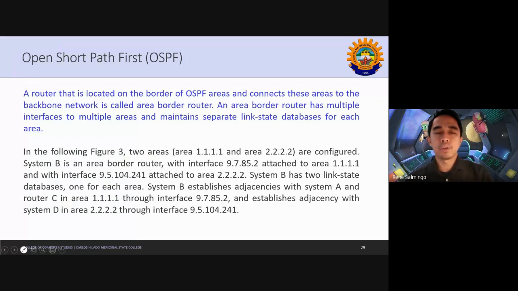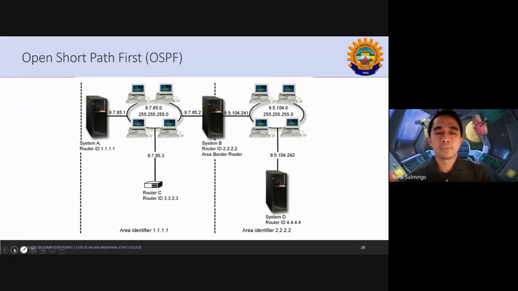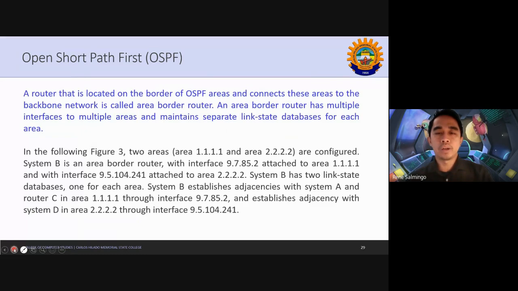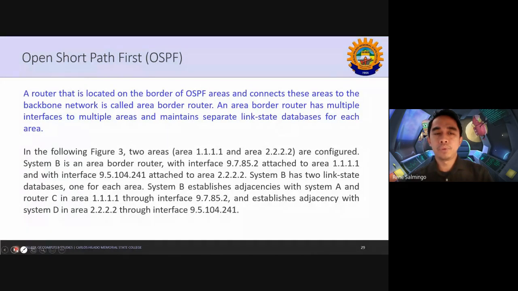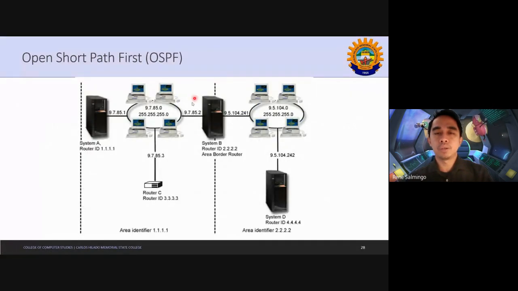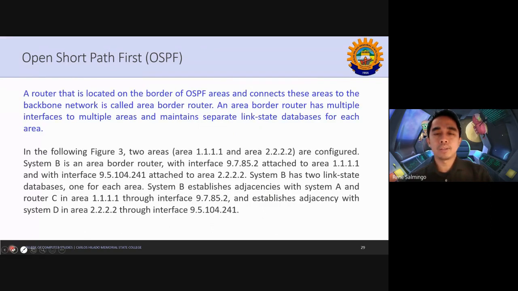Now, for example, we have figure 3. So this is figure 3. We have area 1.1.1.1 and 2.2.2.2, so this is area 1 and area 2. These are configured, while system B is an area border router. So system B is the area border router. Why? Because it is located at the center and it is attached to 2.2.2.2, which has two link state databases.